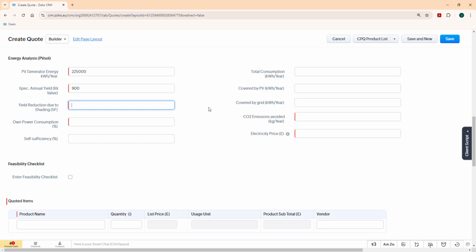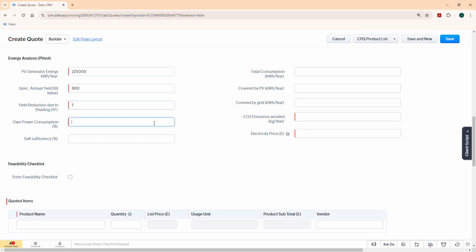In this situation, I'm going to put in 1 just for ease of calculation, but that's worth watching. If the yield reduction due to shading that comes out of PV Sol is expressed differently, you should have an awareness of that. You're looking for figures which are less than 1.0 rather than a percentage. So here I'm going to say there's no shading at all, so I'm going to put 1.0.